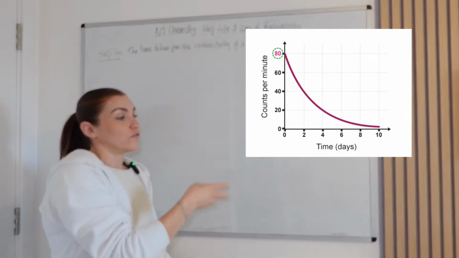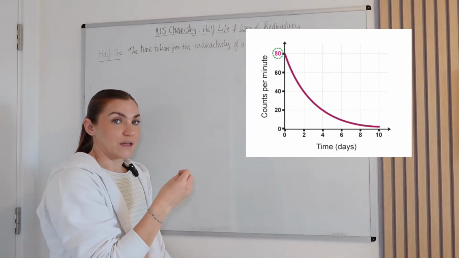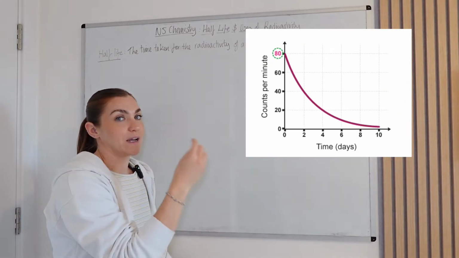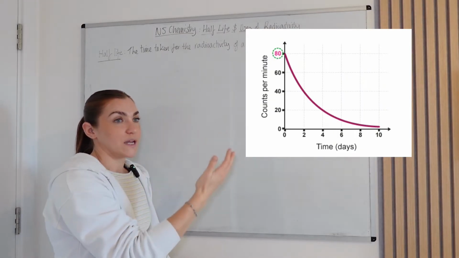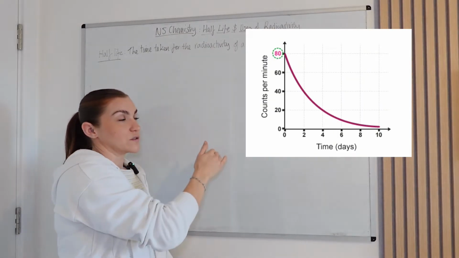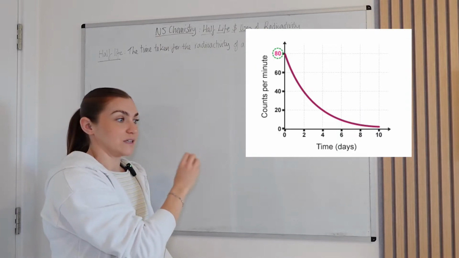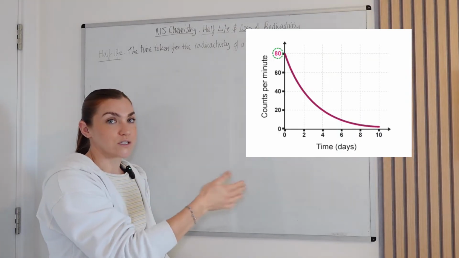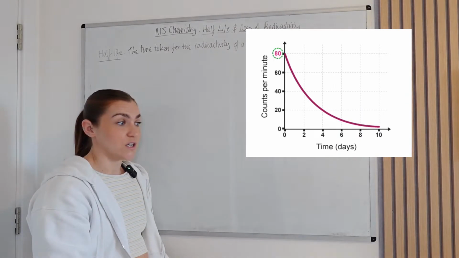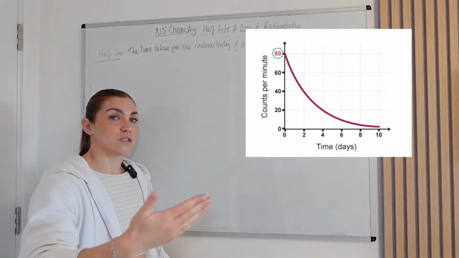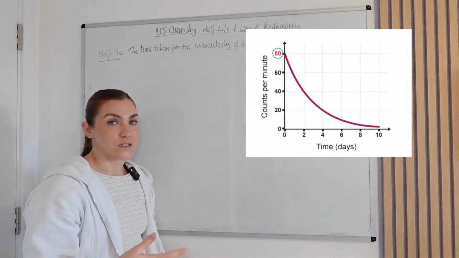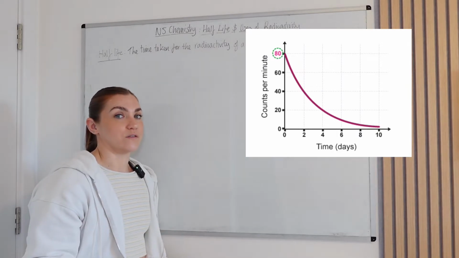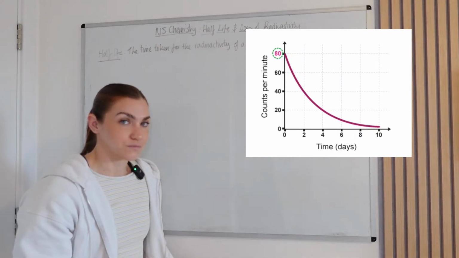We can confirm that from this graph by then looking at how long it takes to decrease by 1/2 again. So from 40, half of that would be 20. To go from 40 counts per minute to 20 counts per minute, that is taking from 2 to 4 days. So again, that's another 2 days. So we can see that the half-life is consistently 2 days. Every 2 days, the radioactivity of that substance will decrease by 50% or 1/2.